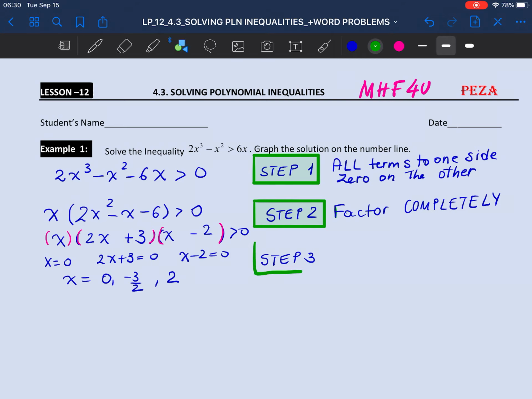We said that we are finding the zeros of each factor.